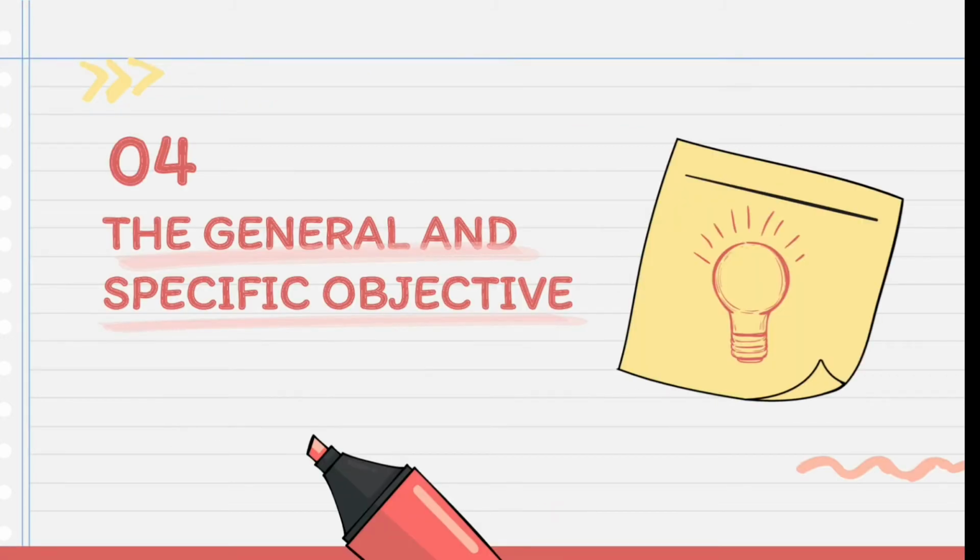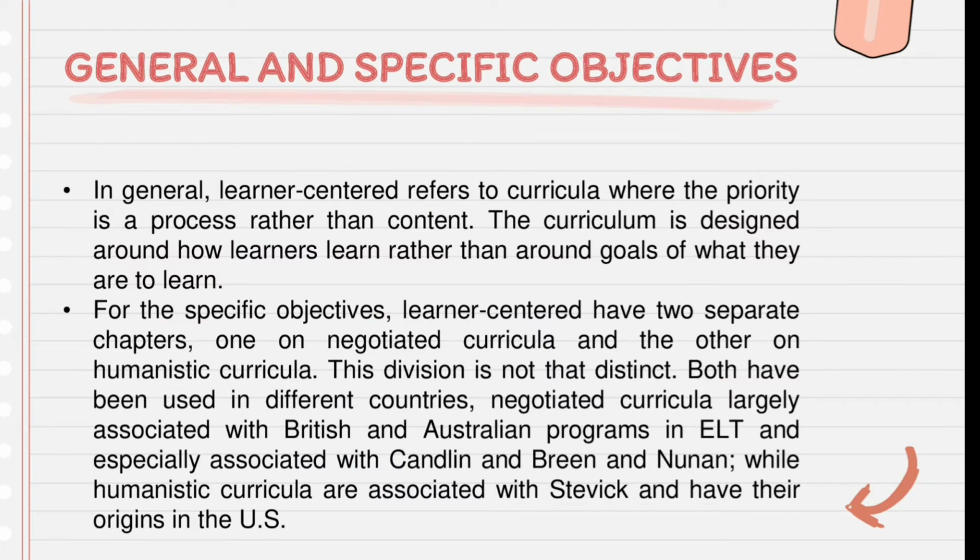Next is the general and specific objective of learner-centered. In general, learner-centered refers to curricula where the priority is the process rather than the content. The curriculum is designed around how learners learn rather than around goals of what they are to learn. For the specific objective, learner-centered has two separate chapters, one on negotiated curricula and the other on humanistic curricula. This division is not that distinct. Both have been used in different countries. Negotiated curricula are largely associated with British and Australian programs, while humanistic curricula have their origins in the US.